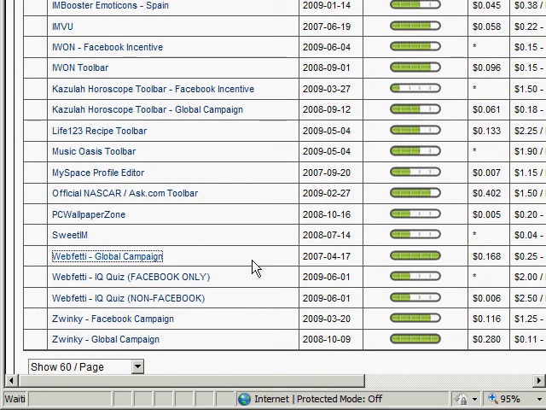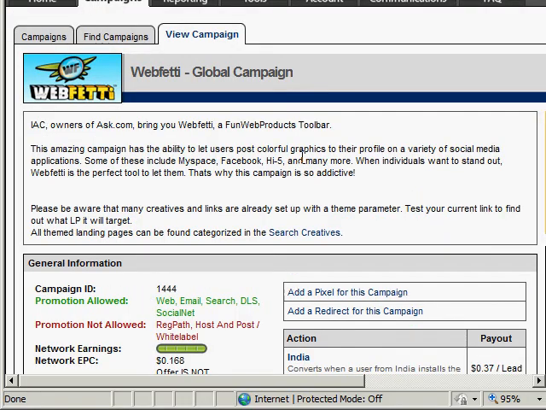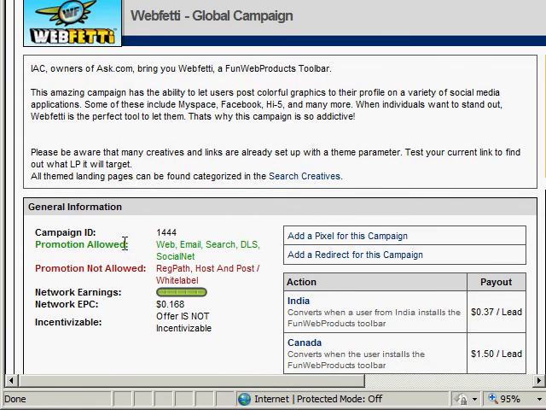If I go here, I can actually see what it's all about. If you go to the campaign, you can see what they're providing. It says this amazing campaign has the ability to let users post colorful graphics to their profile on a variety of social media applications. So you get to know what it's all about, but you also get to know what kind of promotion is allowed. Not every single CPA offer allows you to do the same thing.